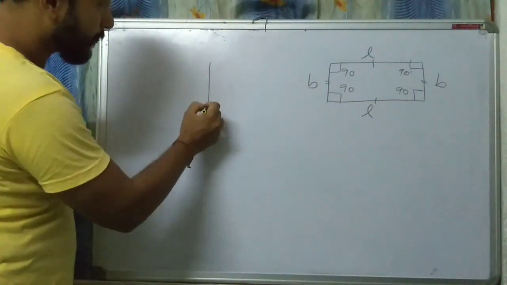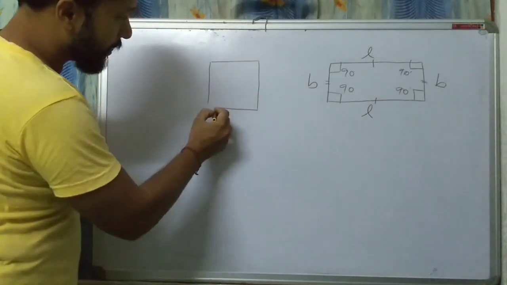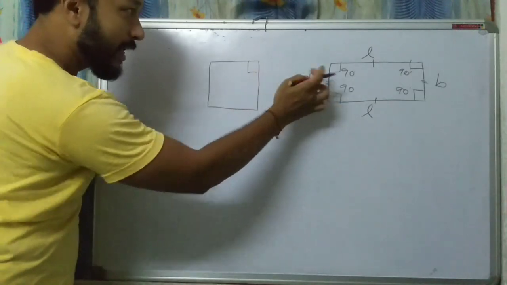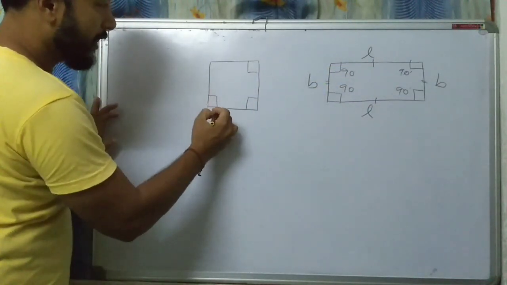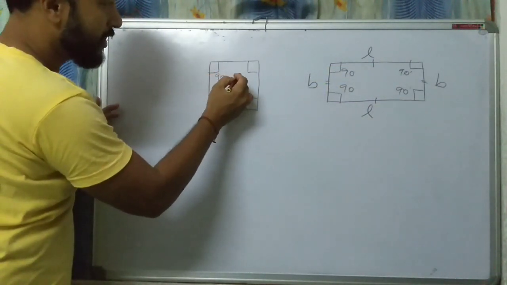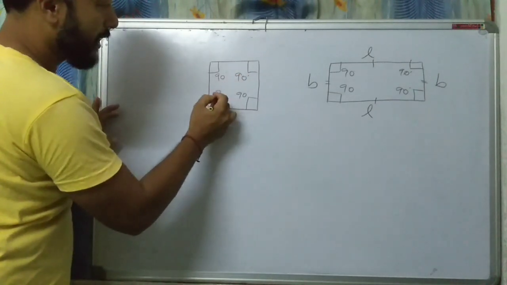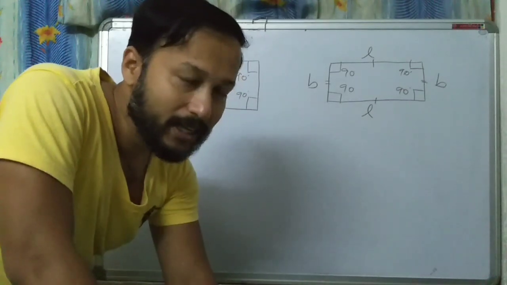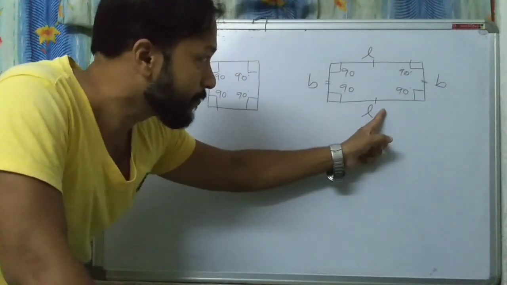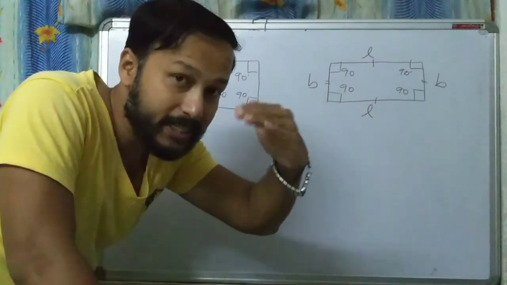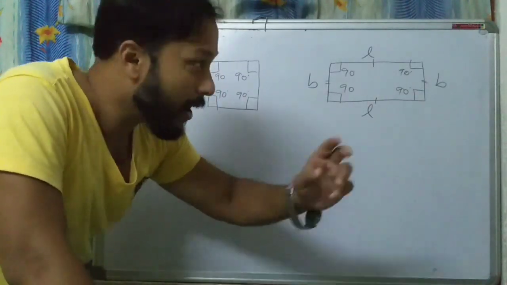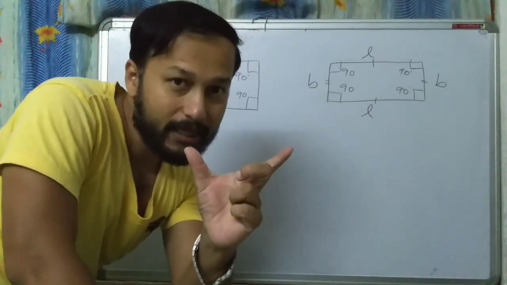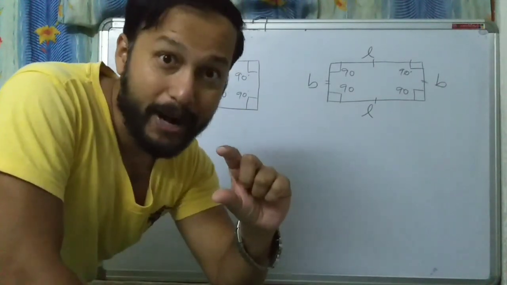Square, this is a square. Here also all the angles are 90 degrees, like this. 90, 90. All the angles are 90 degrees. In a rectangle, opposite sides are same. And this is the longer side, this is the shorter side. Longer side is called length and shorter side is called breadth.